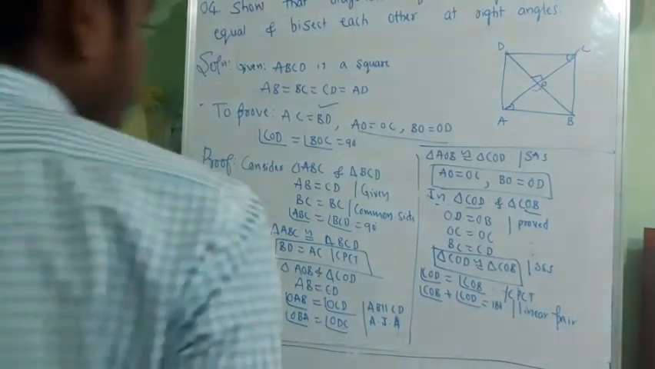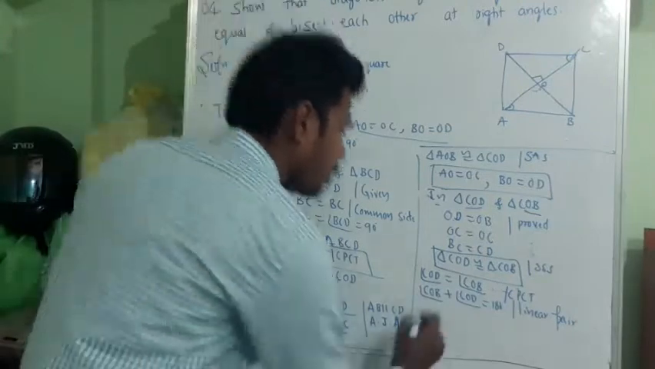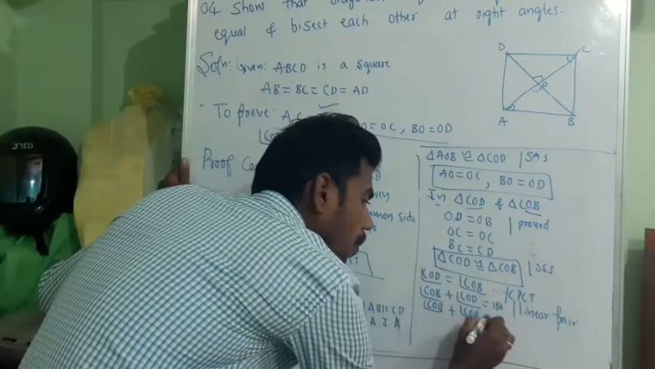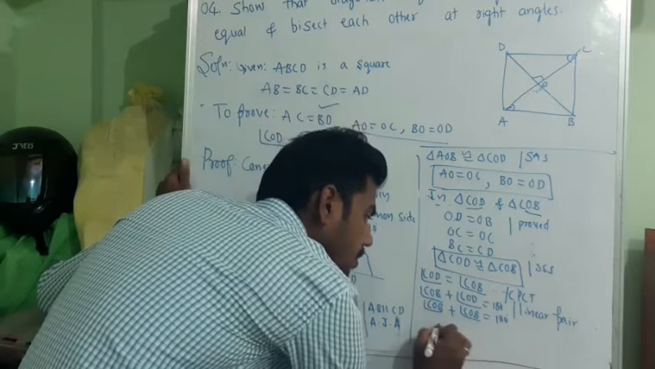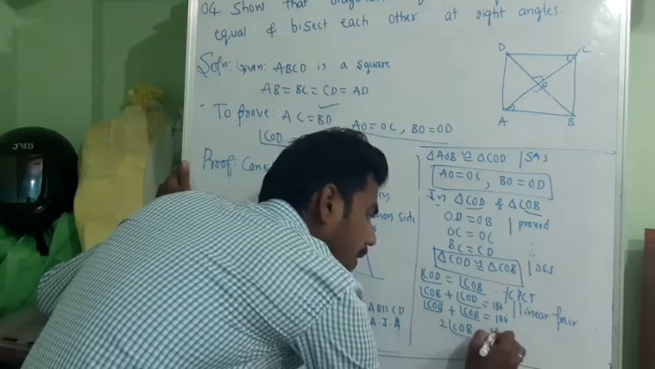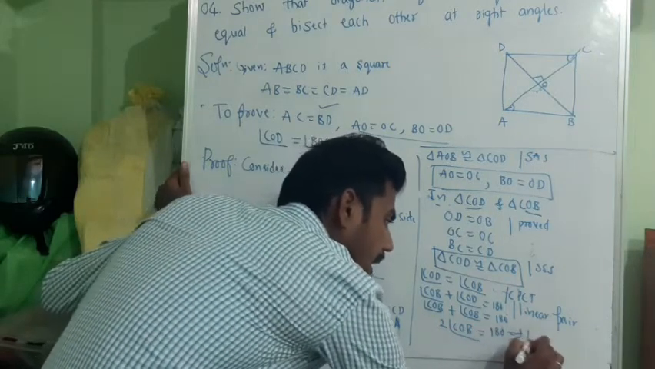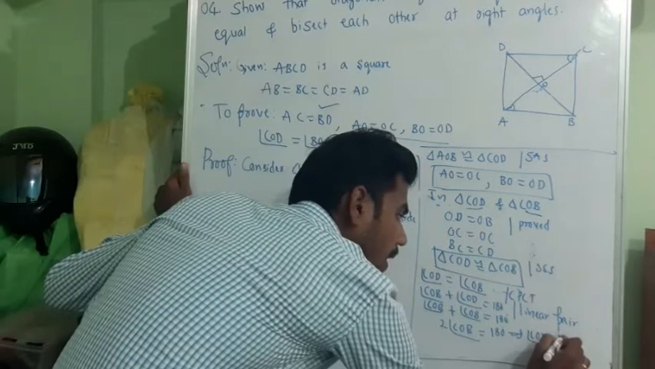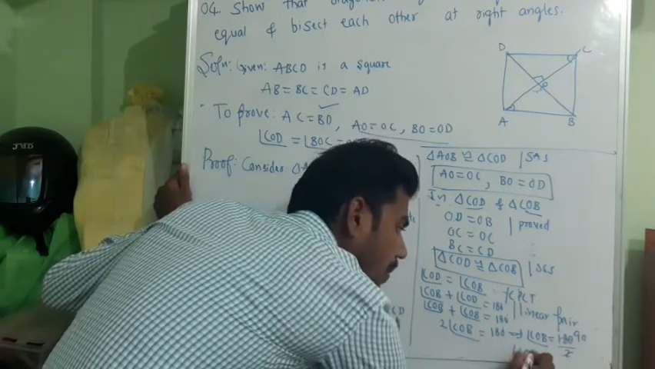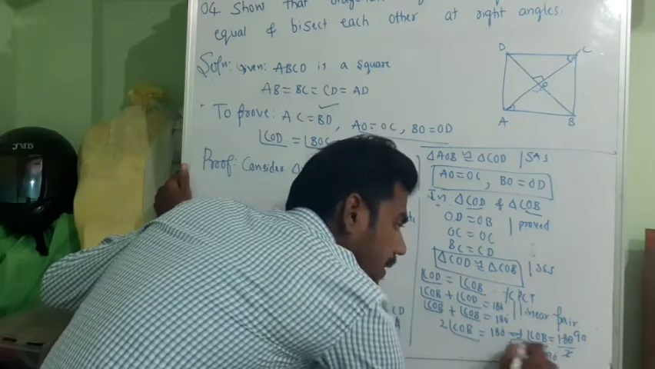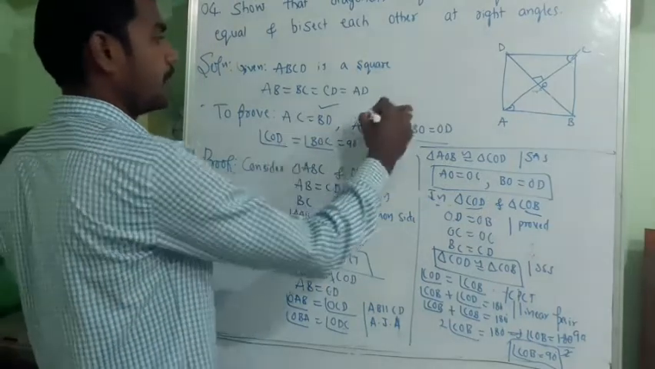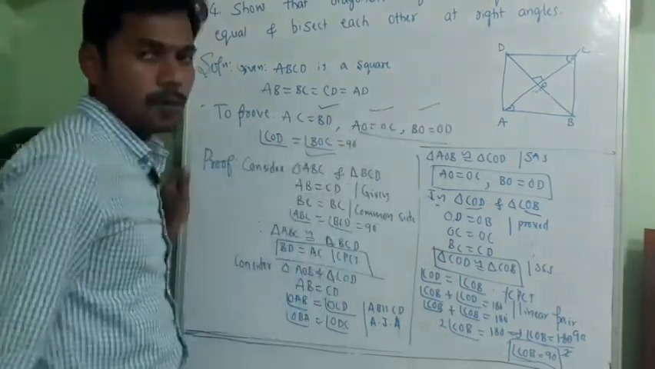Now, we know that COD is equal to COB. So COB plus COB is equal to 180 degrees, or else angle 2COB is equal to 180 degrees, or else we can write it as angle COB is equal to 180 divided by 2. 2 1s are 2 90s. Therefore, angle COB is equal to 90 degrees. So we proved. So this is proven, this is proven, and this is also proven. Please note this down.